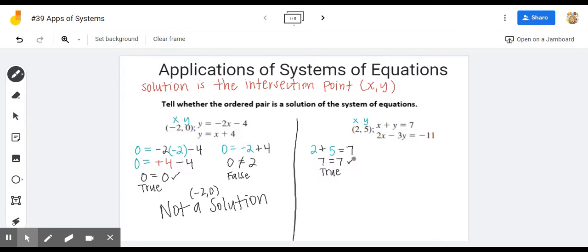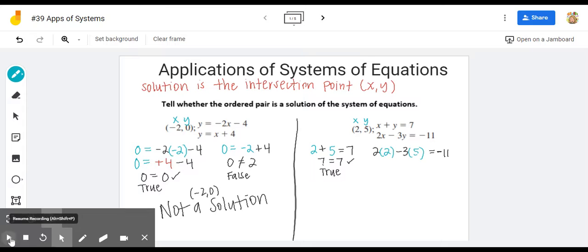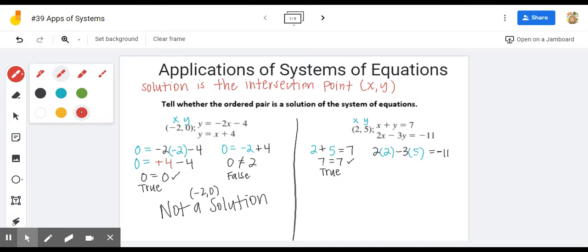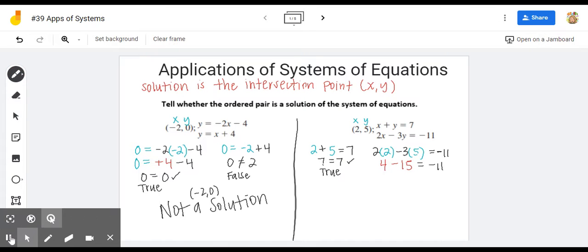And now we're going to substitute into our second equation. Once we substitute in, then I'm going to multiply. So 2 times 2 is 4, and -3 times 5 is -15. And the question is, does that equal -11? So 4 minus 15, in fact, is -11, which means this is true. So this is the solution. 2, 5 is my intersection point.